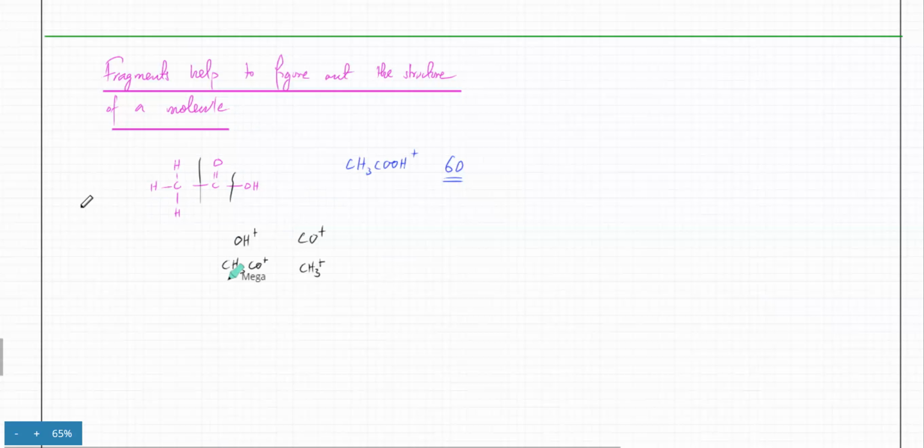Now the thing is, the fragments that are obtained are always a part of the original molecule. For example, CH2 plus one could be obtained. You could have a fragment of CH2CO plus one as well.